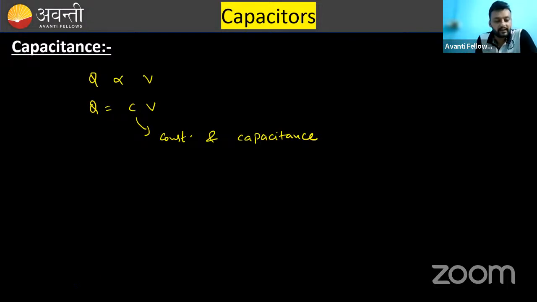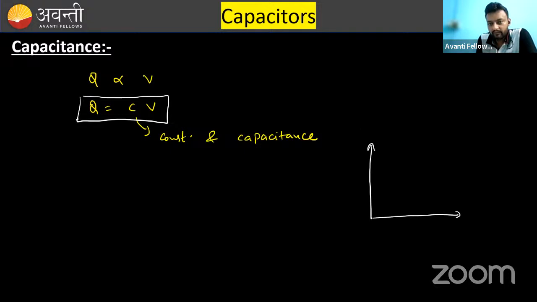From this very statement, what we can conclude is that this is the golden relation that you should remember. Next thing is, C is the constant of proportionality. If we draw the graph between charge and potential, that is very common. This equation resembles the y equals mx equation, which is an equation of a straight line. So the graph will be a straight line passing through the origin. This is the graph of Q versus V.